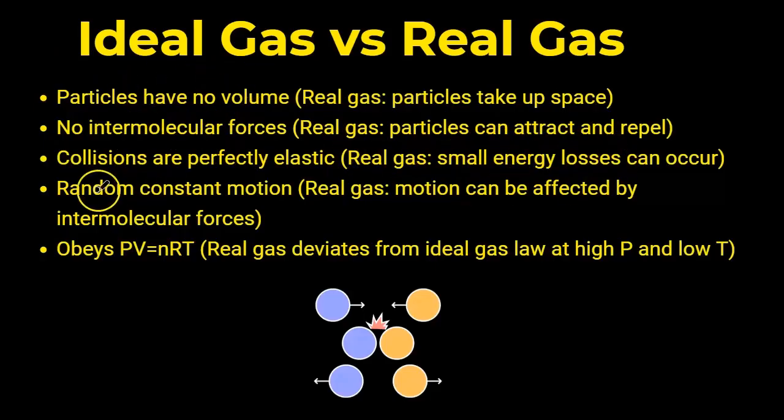In an ideal gas, collisions are perfectly elastic. That means there's no loss in kinetic energy. In real gases, there are small energy losses that can occur. In an ideal gas, there's random constant motion, but in a real gas, motion can be affected by intermolecular forces. And lastly, an ideal gas obeys PV equals nRT. A real gas deviates from the ideal gas law at high pressures and low temperatures.